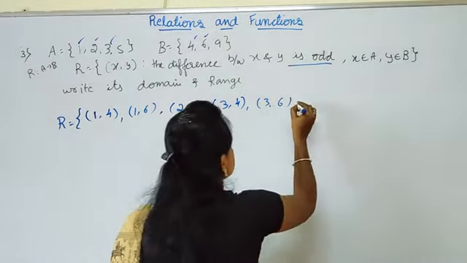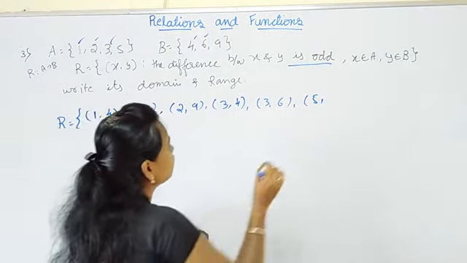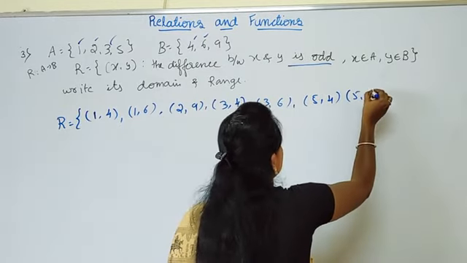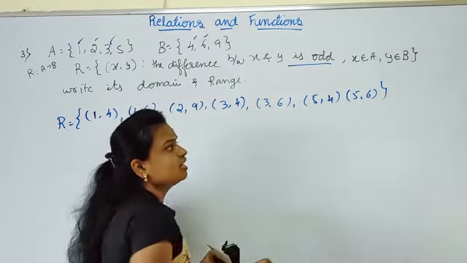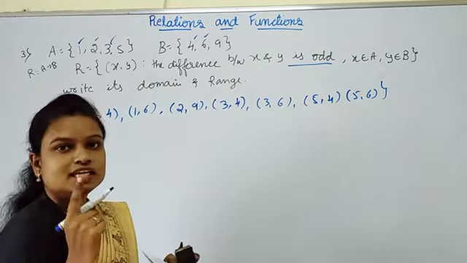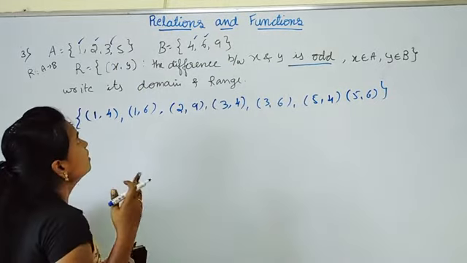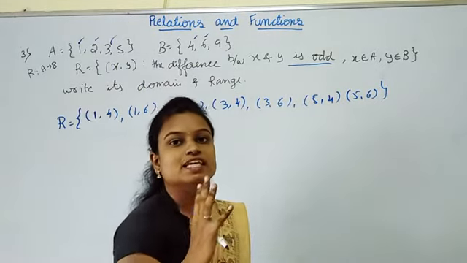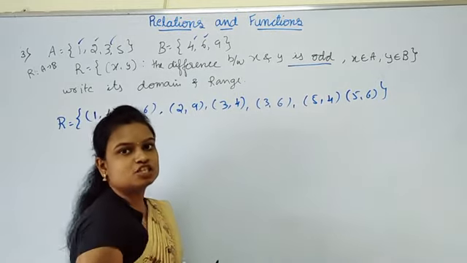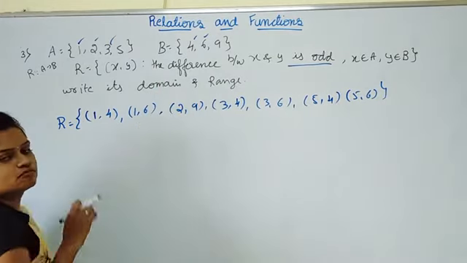For 5, since it is an odd number, we have to take an even number, right? (5, 4), (5, 6). So 5 minus 4 is 1. It is an odd. 5 minus 6, again it is 1. It is also an odd number. If I take (5, 9), 9 minus 5 is 4. It is an even number. So that does not belong to this relation. Understand? So this is the relation for this one.